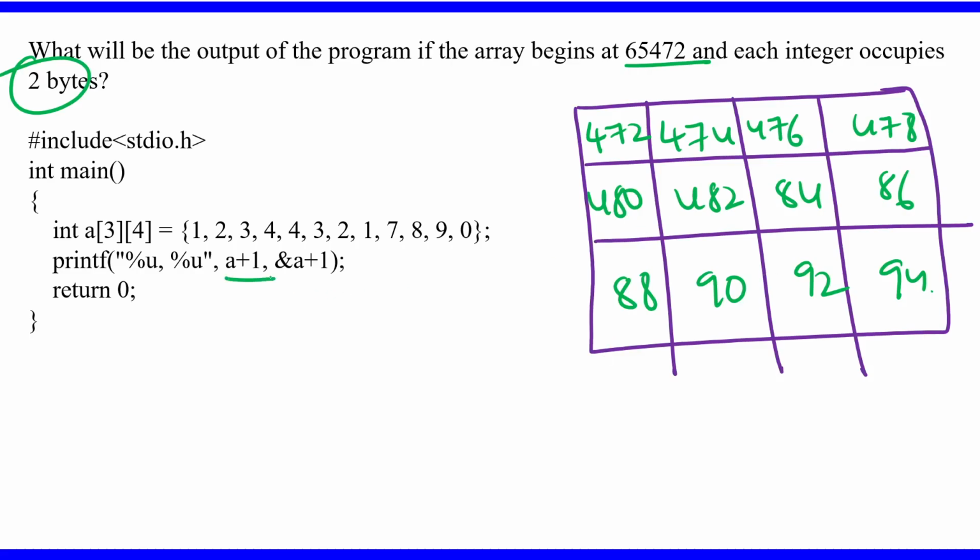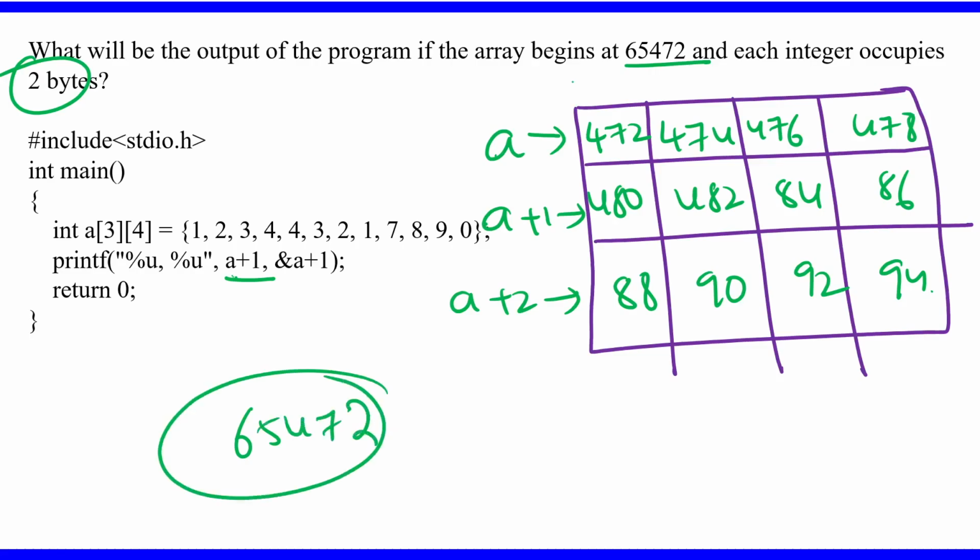When I say A plus 1, A is pointing to the first row, A plus 1 will point to the second row, A plus 2 will point to the third row. This is in case of 2-dimensional array. So, when I am printing A plus 1, what is A? A value is address, that is 65472. This is the address of the entire first row. When I say plus 1, it is coming here. So, what is the starting address of that? 480. So, A plus 1 will be 65480.